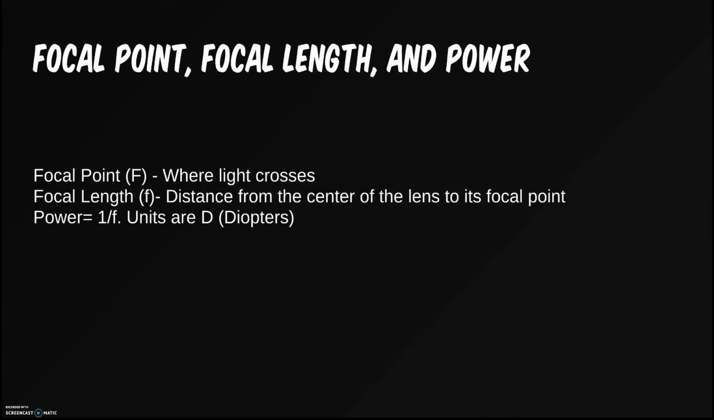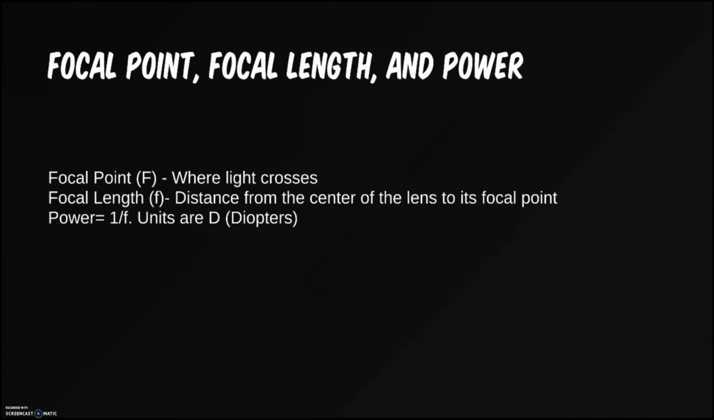And then the power of the lens is the inverse of its focal length, and it's found just using the equation P equals 1 over f, or the focal length. And one thing to note is that the units for power are not in watts, but are in diopters, and the unit for that is just a capital D.